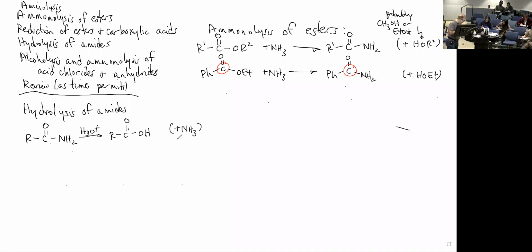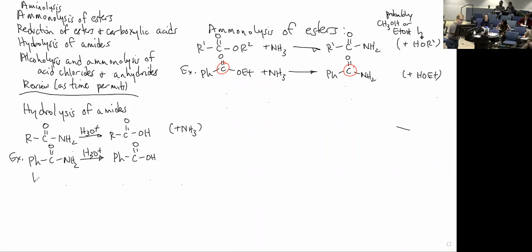So let's look at a couple of examples of this type of reaction. If we took, for example, benzamide, and we treated that with dilute aqueous acid, we can expect to get benzoic acid as the product, plus ammonia. That's an inorganic side product.